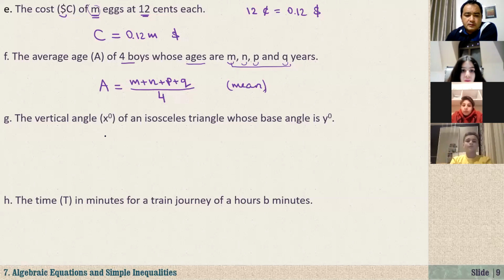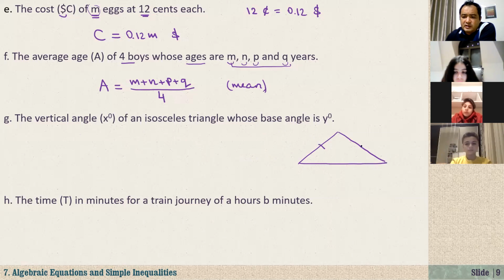The vertical angle of an isosceles triangle whose base angle is y degrees. So the vertical angle x degrees, right, of an isosceles triangle whose base angle is y degrees. Of course, to solve this kind of question, first we have to draw, right? If you draw this isosceles triangle, it means two sides are equal. These two sides are equal. And what's the vertical angle? The vertical angle is this angle, so that one is x degrees. And the base angles, actually these are the base angles.